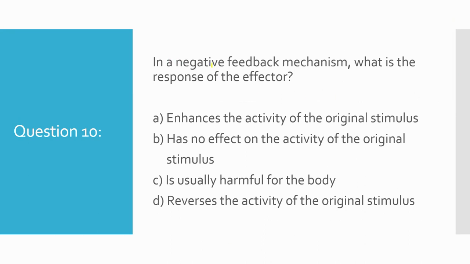All right, so one final question for homeostasis. If you have the negative feedback mechanism, remember that's a turn on or turn off, what does the effector do? So enhances the activity of the original stimulus. That would actually be dealing with positive feedback. It does have an effect. That's why it's called an effector. Negative feedback is usually positive because it's taking us back to homeostasis. So the answer here is that it reverses.